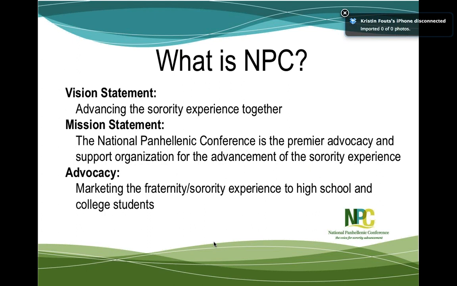The vision statement and mission statement you see here on your screen were developed at the June 2011 Board of Directors meeting. The vision for NPC is advancing the sorority experience together. The mission statement is the National Panhellenic Conference is the premier advocacy and support organization for the advancement of the sorority experience. NPC continuously promotes the fraternity and sorority experience to the public, including high school women, collegiate potential members, fraternity sorority community, and all of our existing members and stakeholders, including collegians and alumni.